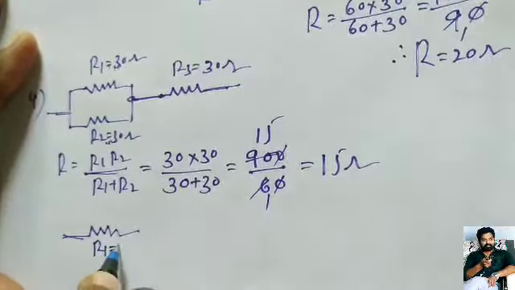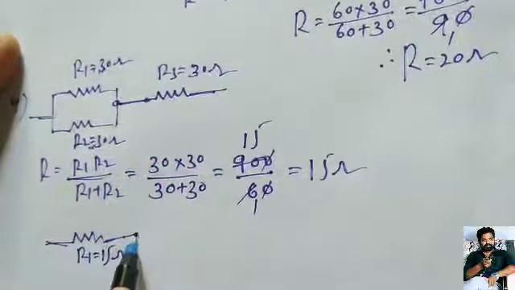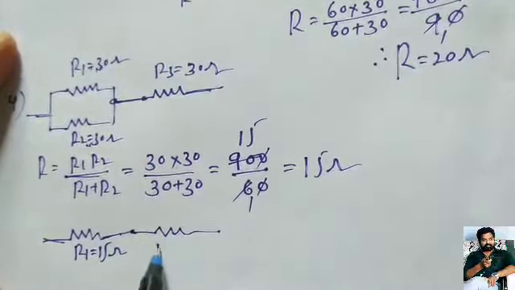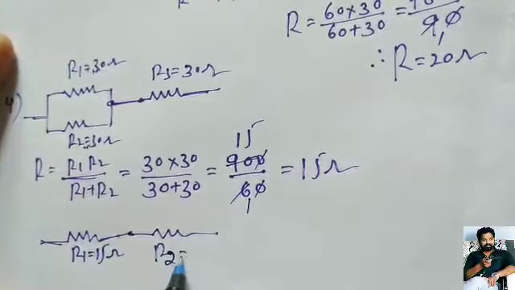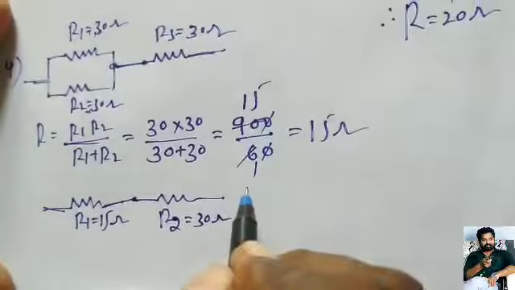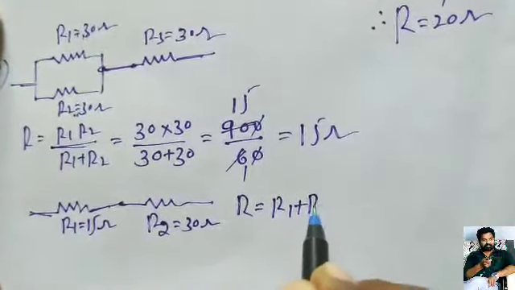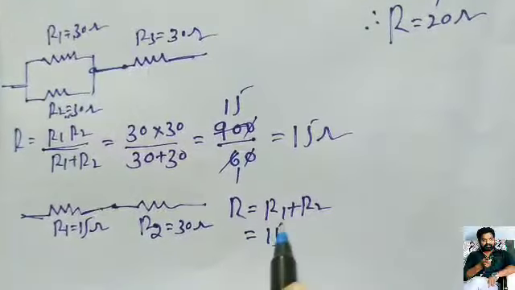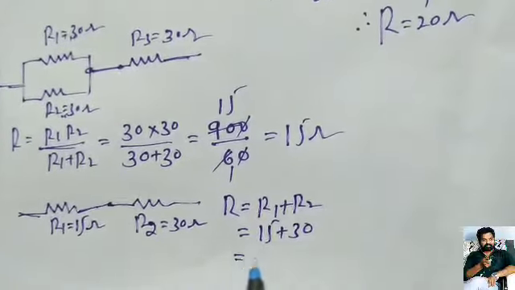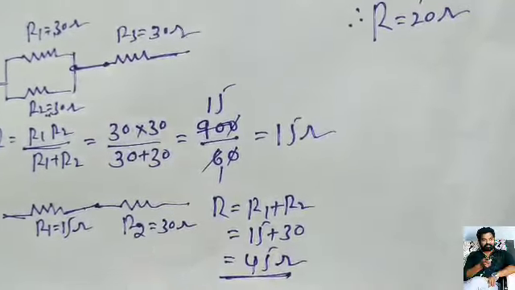Consider this is R1, 15 ohms, and here another resistor is there. Consider that value R2, 30 ohms. Now these two are connected in series, then R equal to R1 plus R2, that is 15 plus 30, then we get 45 ohms.